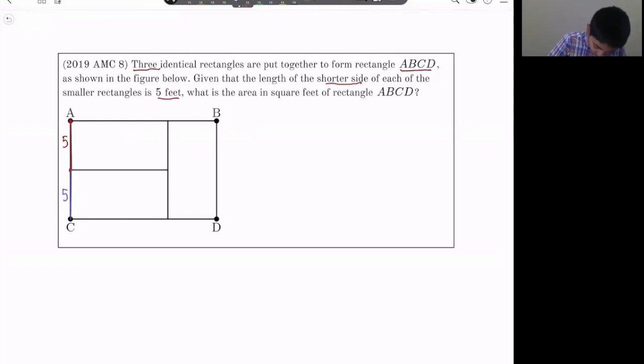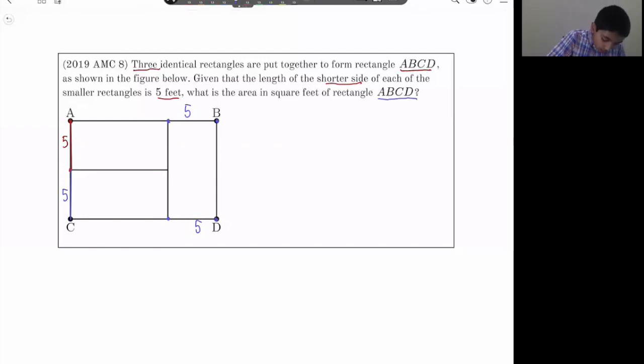And same thing for these lengths. This is 5, from here to here. And so we see that these are both 5. And we're asked to find the area of the whole rectangle ABCD. So how can we do this?